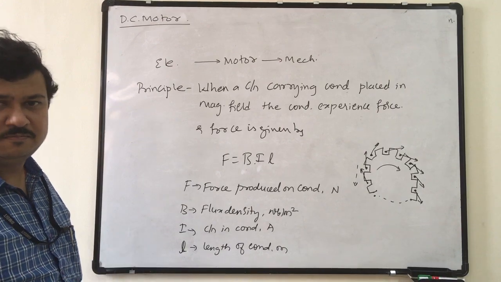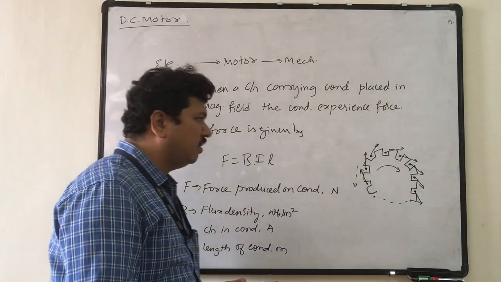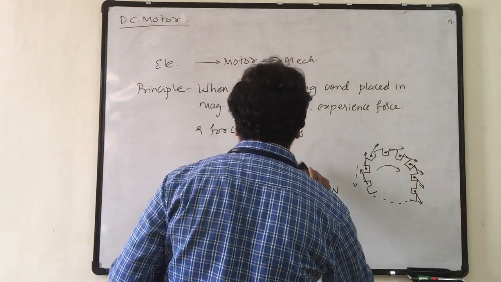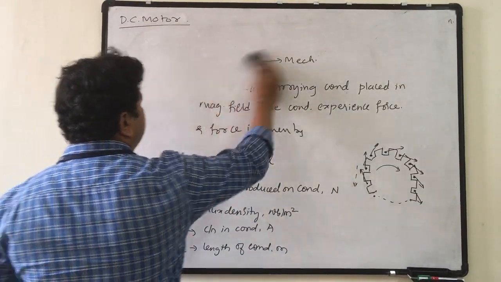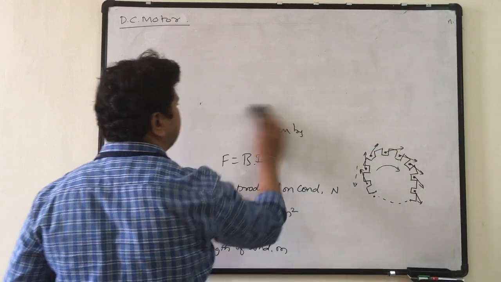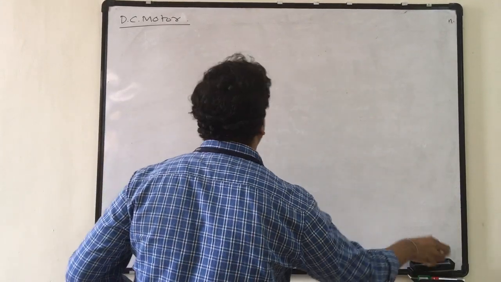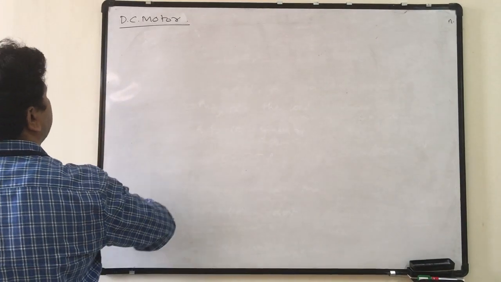Will it be possible? That we have to check. That is obtained by Fleming's left hand rule. So next what we will look into is Fleming's left hand rule. That is also the part of operating principle. So we look into first Fleming's left hand rule.